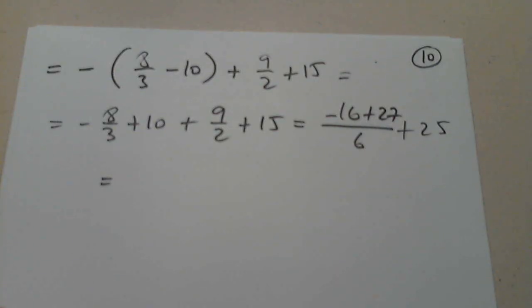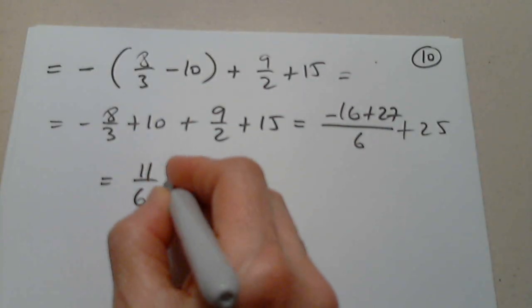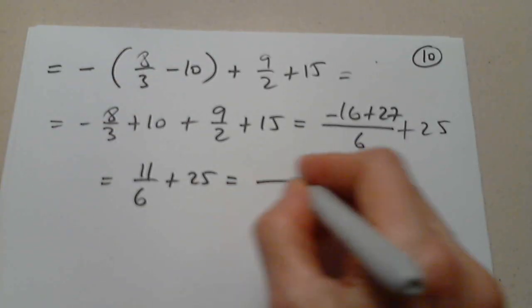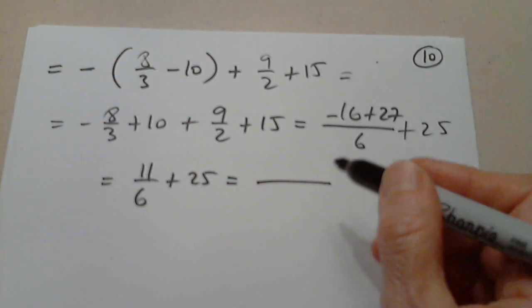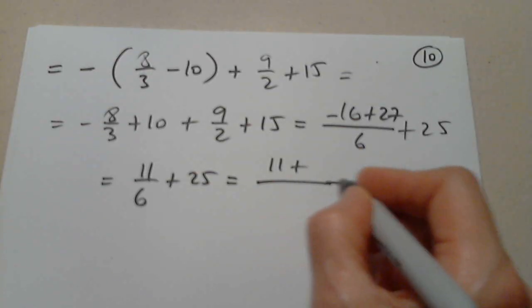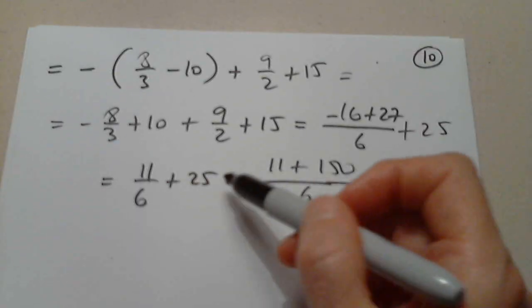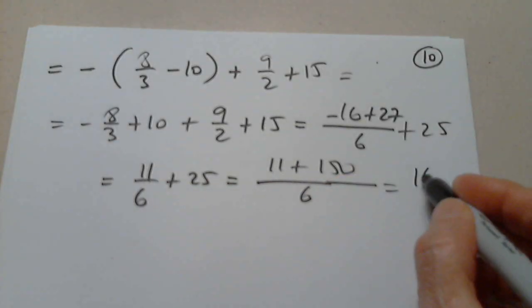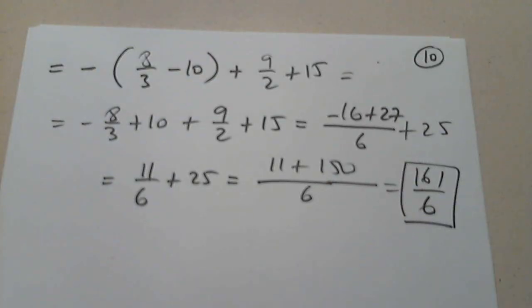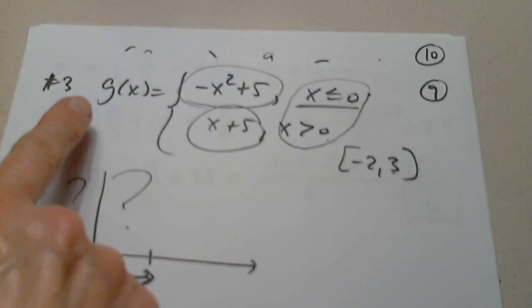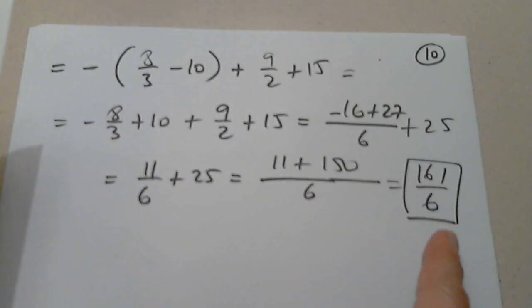So what do we have? So 11/6 plus 25. Okay, so 11 plus, this is 150 over 6. And this is 161 over 6. So the area under the graph of this piecewise defined function between -2 and 3 is 161 divided by 6.